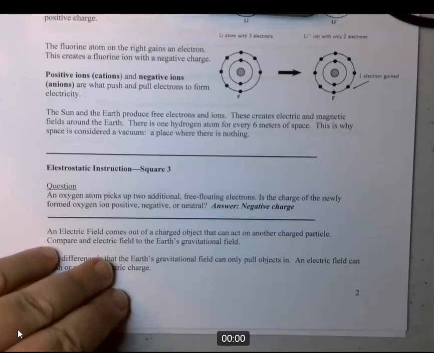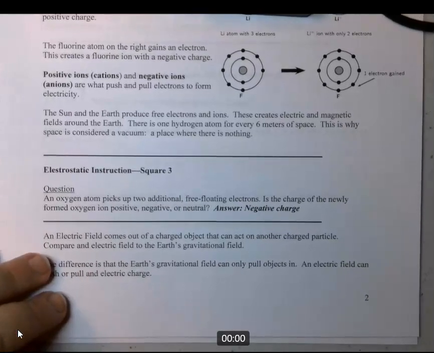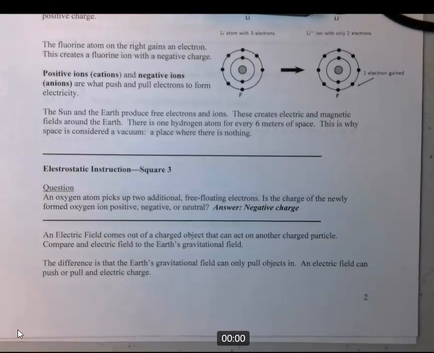Okay, now we're moving on to square 3. In that square, they ask you a question. An oxygen atom picks up 2 additional free-floating electrons. Is the charge of the newly formed oxygen ion positive, negative, or neutral? And of course, electrons are negative, so when the oxygen takes them on, it becomes negatively charged.